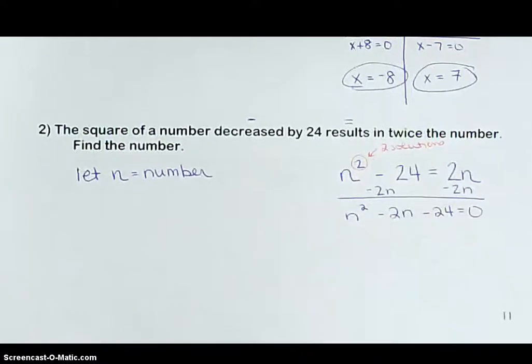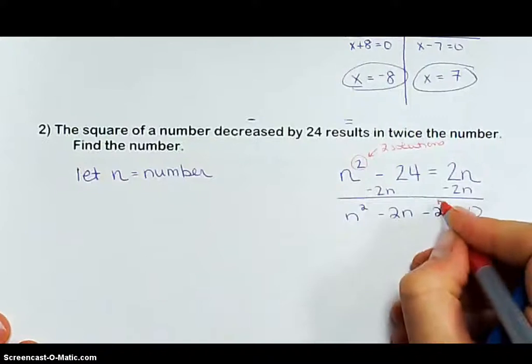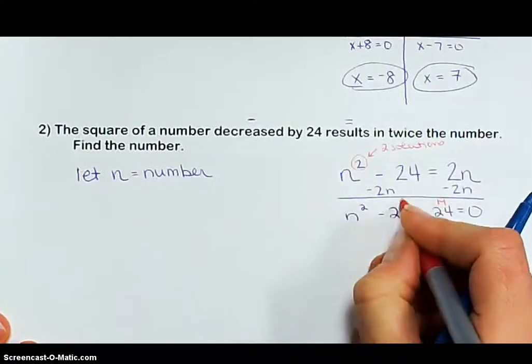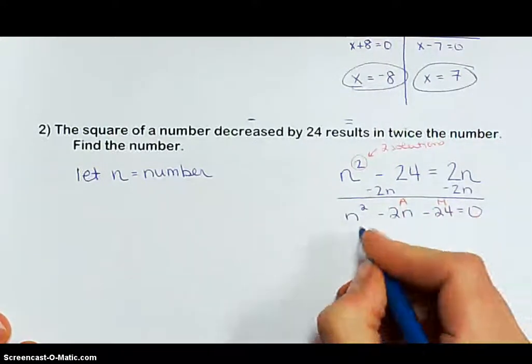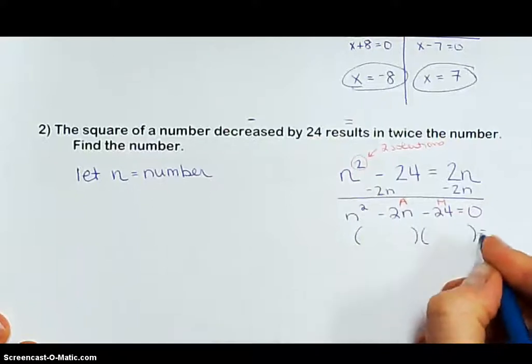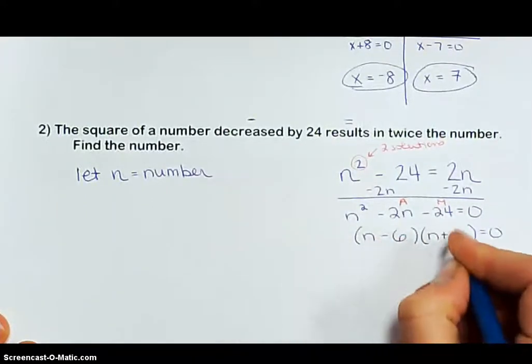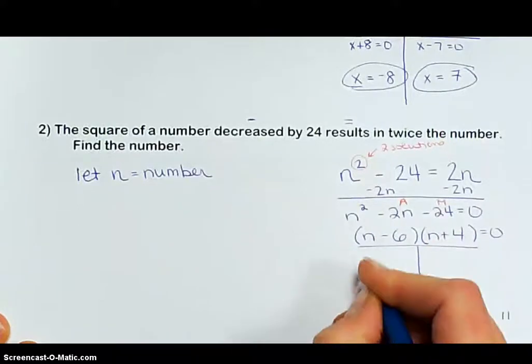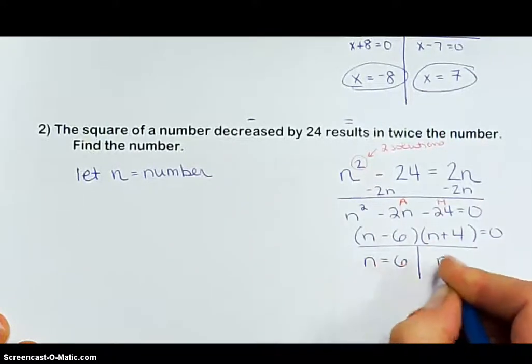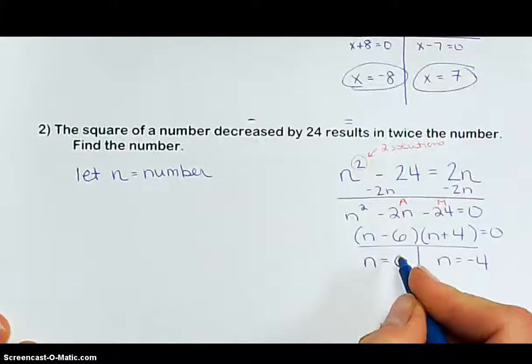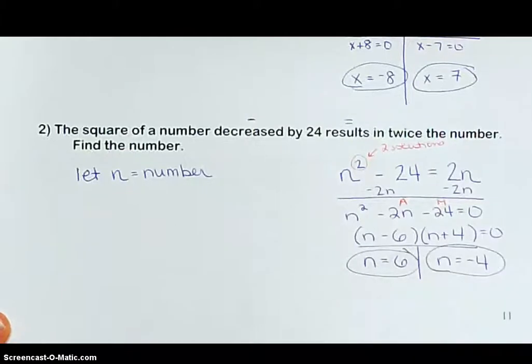Okay, now there's no GCF, so I'm going to go right into trinomial. So I need to find two numbers that multiply to negative 24 and add to negative 2. So that's going to be n minus 6, n plus 4. We tee it up and we get n is equal to 6, n is equal to negative 4. So there's two solutions here that could be possible numbers. So n can be 6 or it can be negative 4.